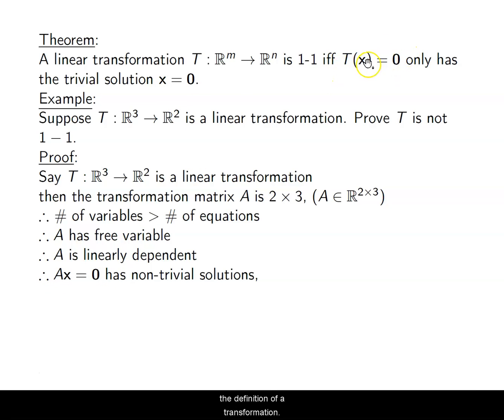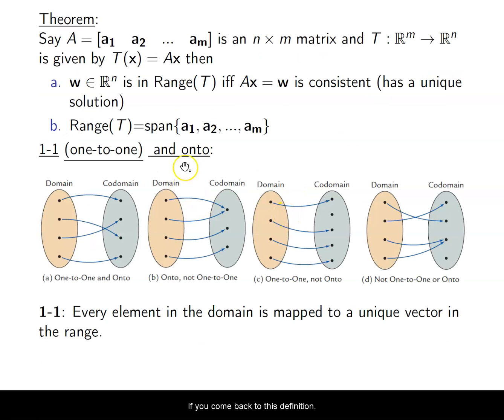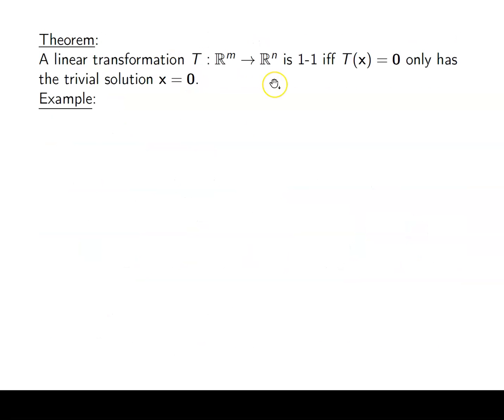What's the definition of a transformation? Some matrix A times X equaling 0, right? If we come back to this definition of a transformation, right? T of X is A times X.